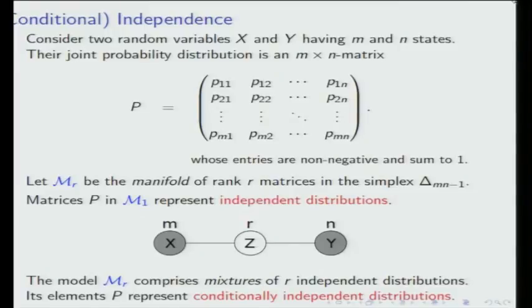Now the space of all distributions is a simplex of dimension mn minus 1, and inside that simplex I can look at the manifold M_r of matrices of rank exactly r. That is a manifold.